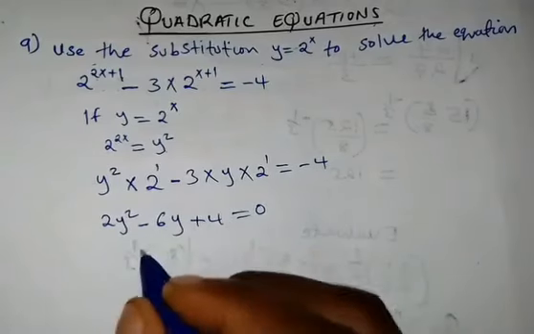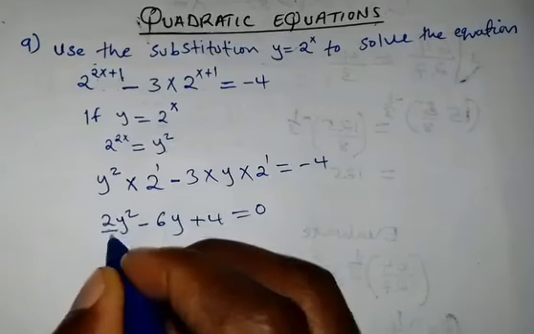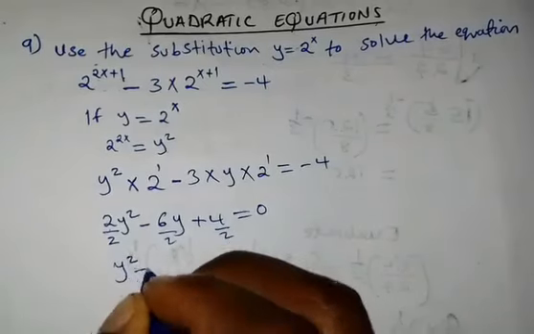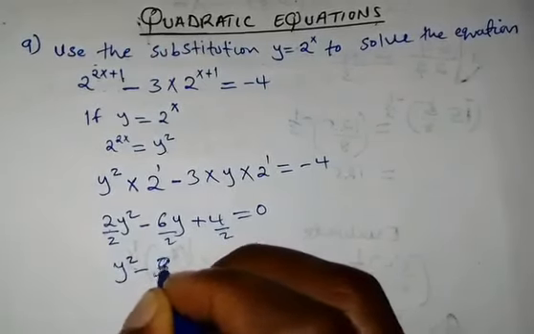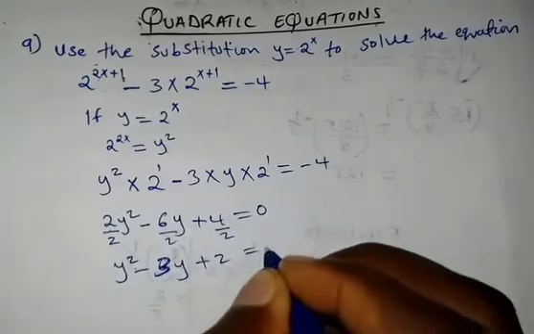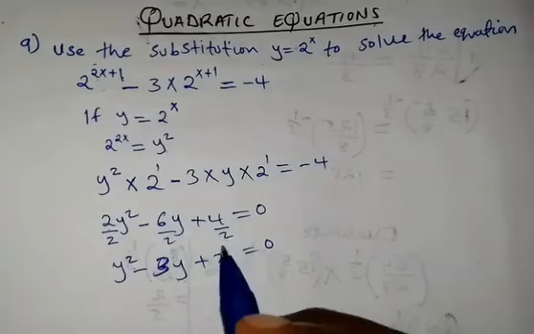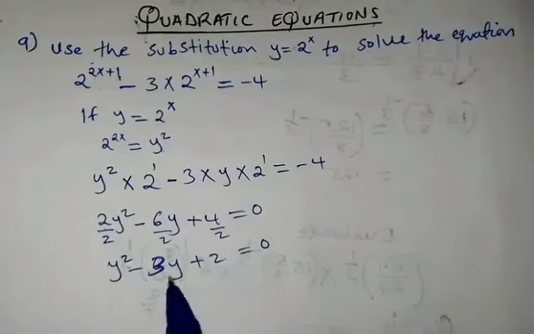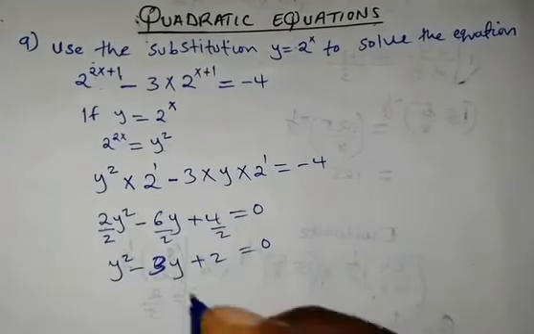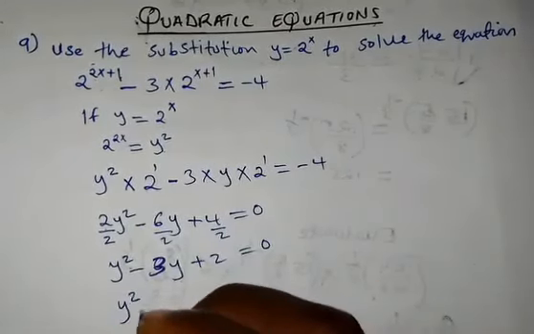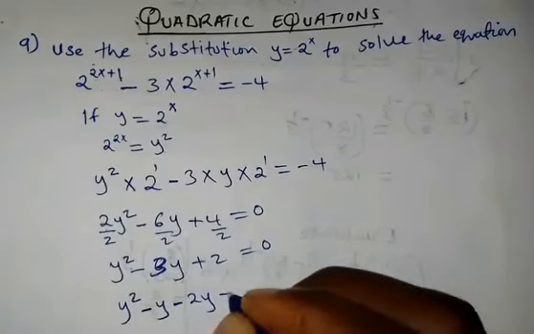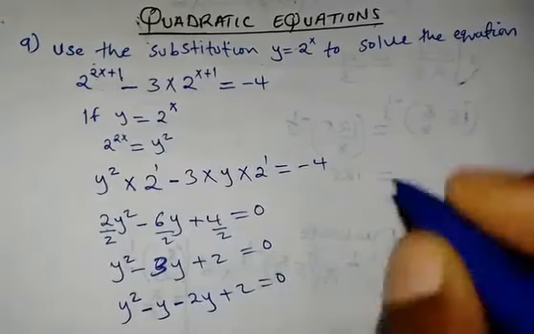If you look at our equation, we can divide both sides by 2 to simplify it further. So we'll have y squared minus 3y plus 2 is equal to 0. Then you can look for two numbers that when you multiply them you get positive 2, and when you add them you get negative 3, and that automatically gives us negative 2 and negative 1. So we'll have y squared minus y minus 2y plus 2 is equal to 0.